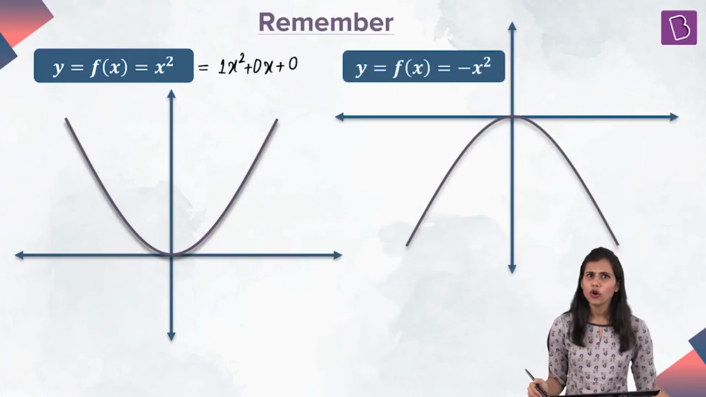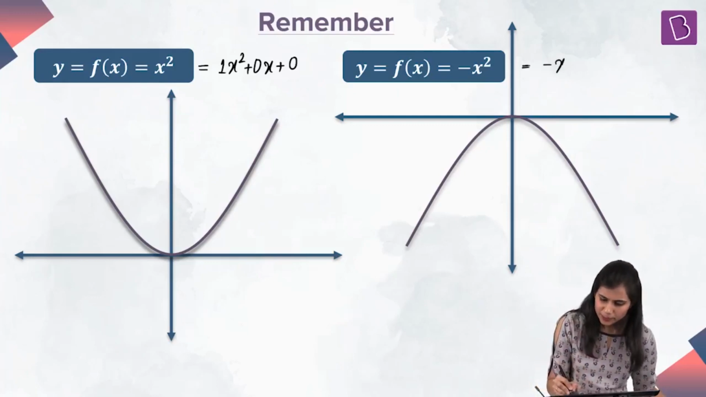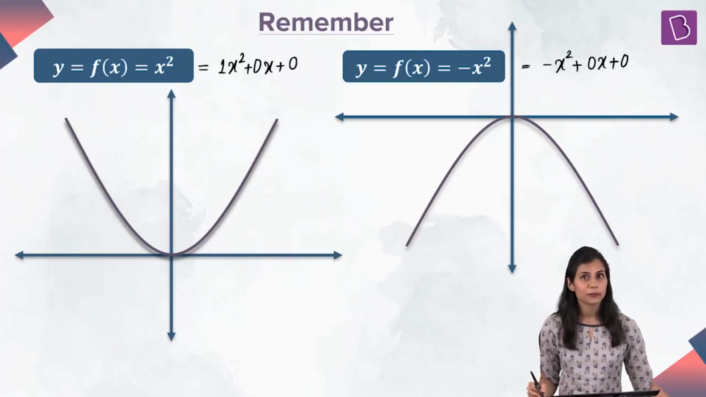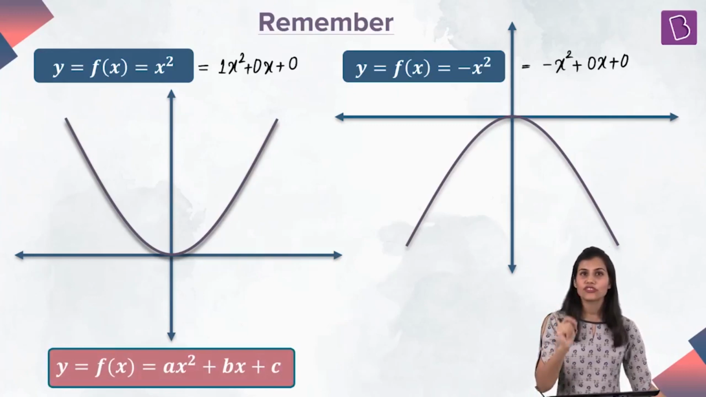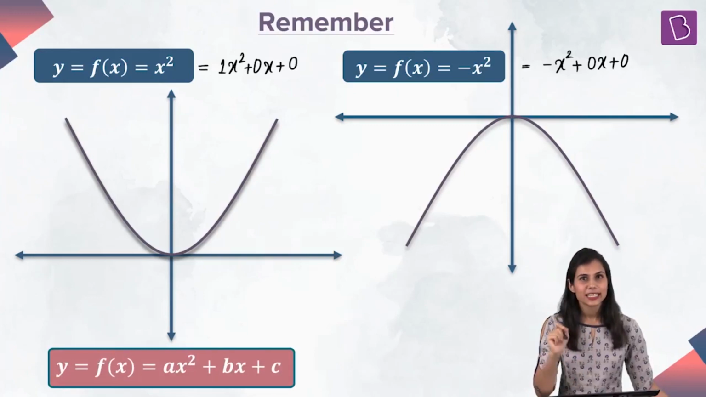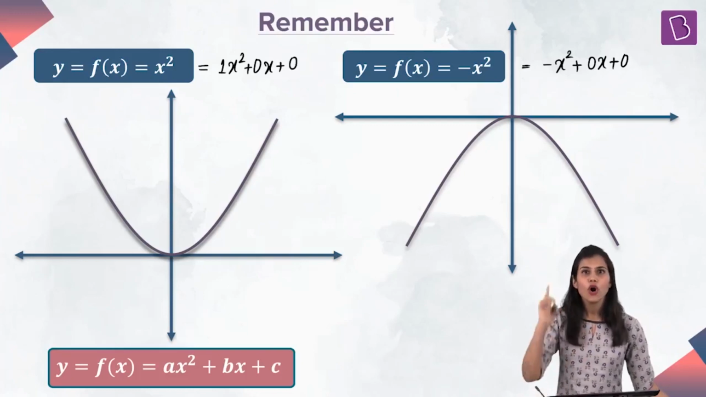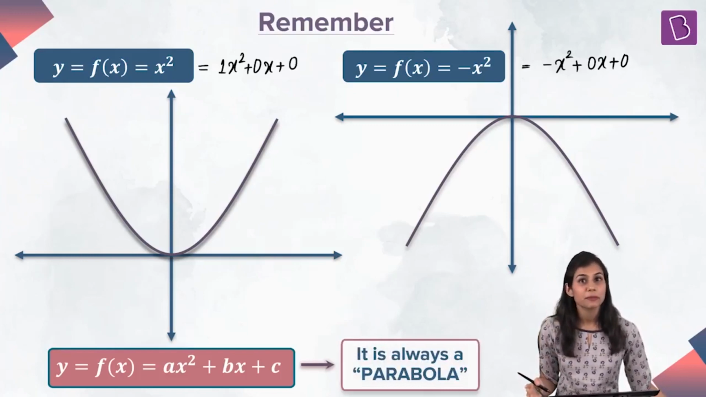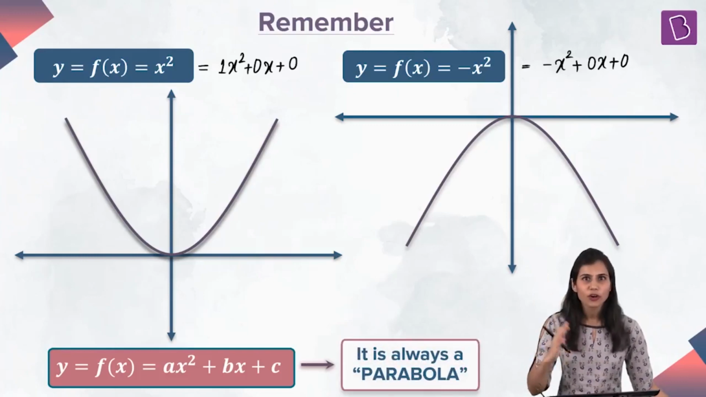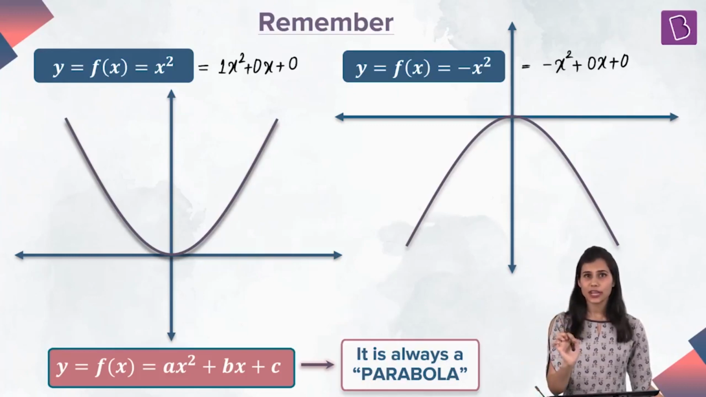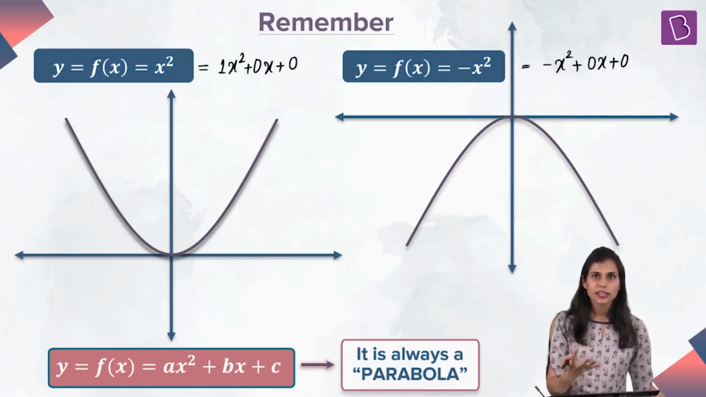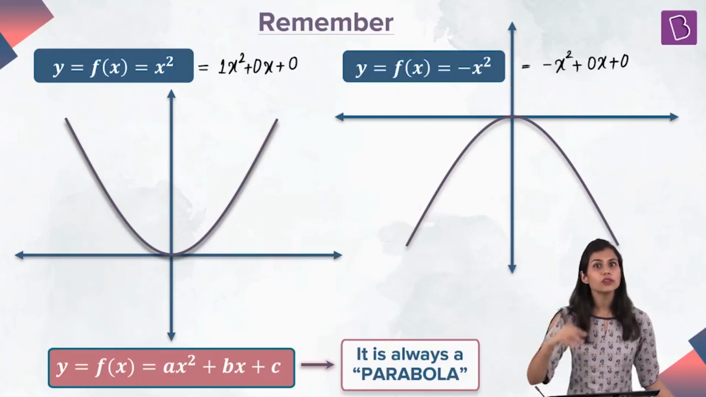Another function, if you recall, f of x equals minus x square, which is again a specific type of quadratic polynomial, minus x square plus 0x plus 0. We know its graph is a downward opening parabola. In fact, you take any quadratic polynomial, ax square plus bx plus c, where a, b, c are real constants, a, the leading coefficient, is not equal to 0, always its graph is nothing but a parabola, either upward opening or downward opening. Now the question arises, what is it that governs the fact that the parabola will open upward or downward?